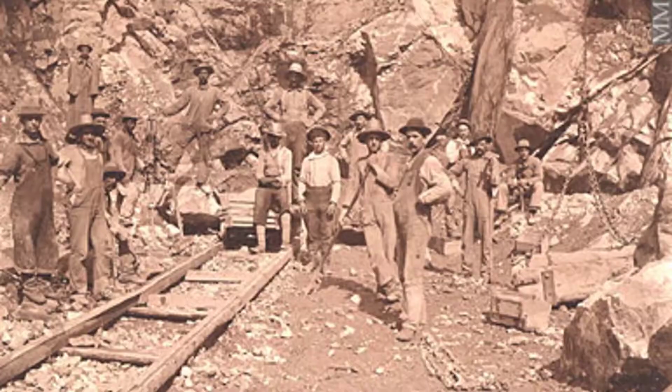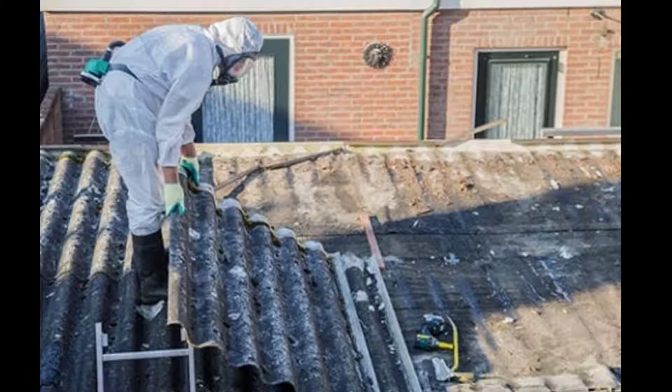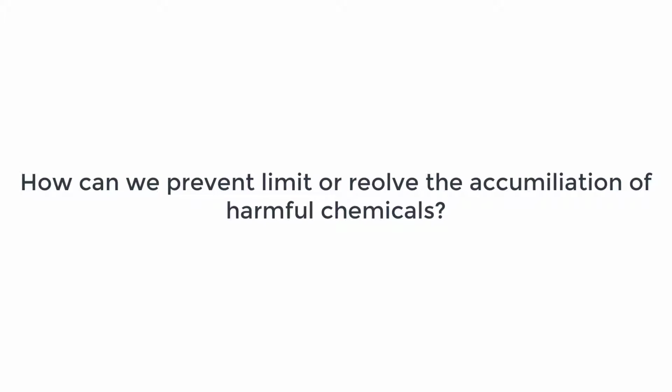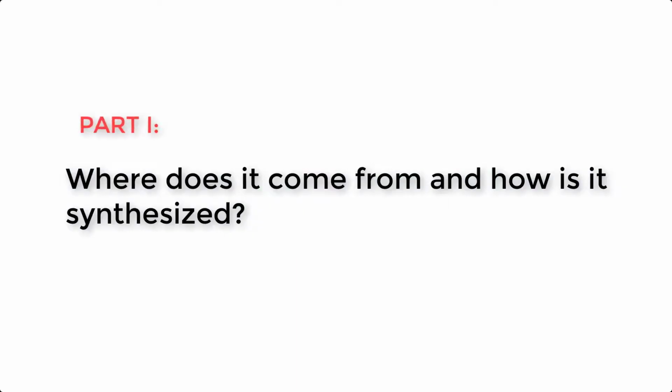And this is asbestos. Today, I will be talking about how asbestos is found, how it is formed, how to deal with it, and its effects on the human body and the environment. With the importance of answering our focus question, how can we prevent, limit, or resolve the accumulation of harmful chemicals? First of all, we need to understand where it comes from and how it is synthesized.